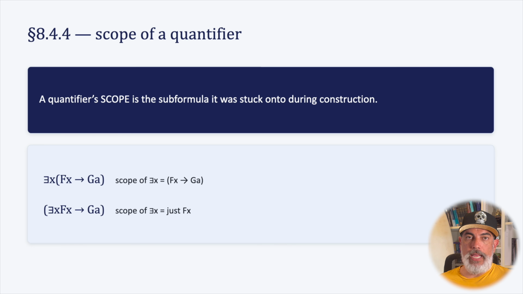So for example, for some x, if fx, then ga: first you construct the well-formed formula if fx, then ga, and then at the very end you stick on that for some x. So that whole well-formed formula, if fx, then ga, is in the scope of that quantifier. Whereas instead, if you had if for some x fx, then ga, well in this case you're actually adding the existential quantifier just to fx, so only that part is in the scope of the quantifier.